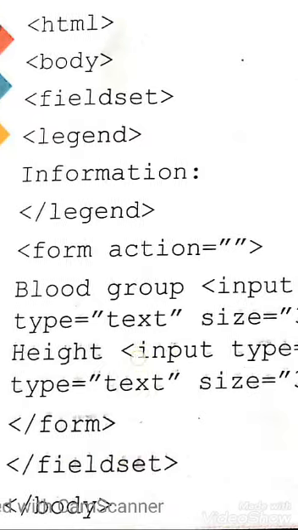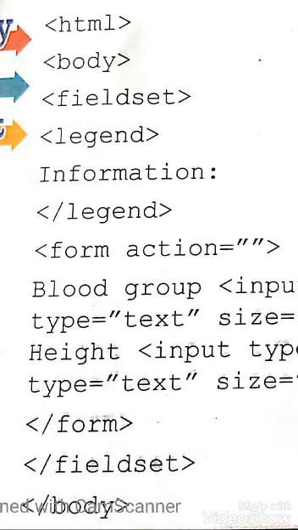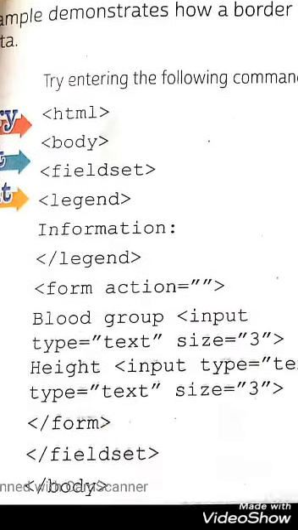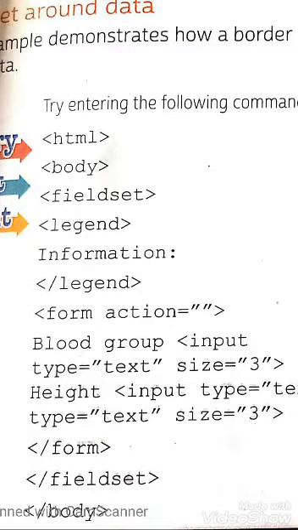Then form action, then blood group, input type. Which is your blood group? For that you are writing input type text. Why are we writing text? Because there you have to insert the text. Size 3 means the size of the font should be 3.